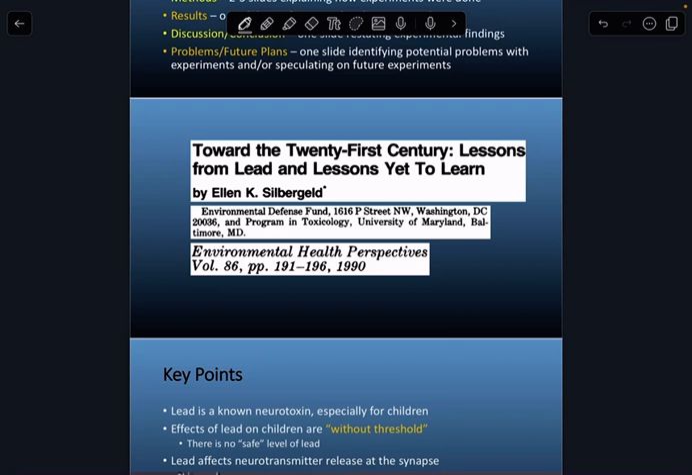And Silbergeld concludes by saying the effects of lead are essentially irreversible. The damage to the nervous system, you really can't fix it once it happens. And so her argument is that it's much easier to prevent lead poisoning than it is to treat it once it's happened. Okay, so those are the four key points of this paper.